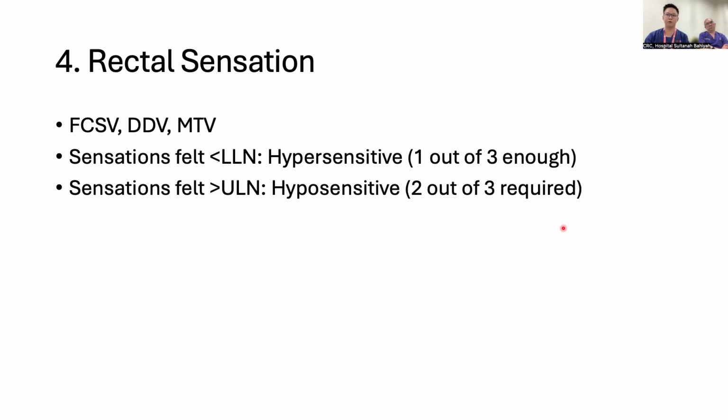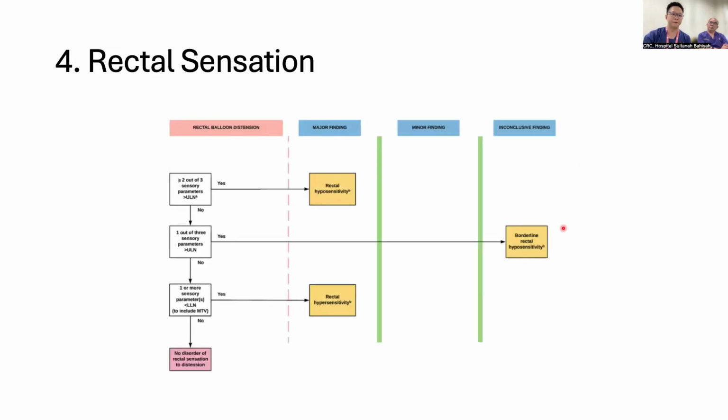Yours, 300, 400, no feeling, don't feel like going to the toilet. Your rectum is not very sensitive to the volume. That is rectal hyposensitivity. For rectal hypersensitivity, you just need 1 out of 3 criteria, whereas for rectal hyposensitivity, you need 2 out of 3 criteria. Rectal hypersensitivity and rectal hyposensitivity are both major findings. If you only achieve 1 out of 3 criteria for rectal hyposensitivity, that is a borderline inconclusive finding worth repeating or re-evaluating.